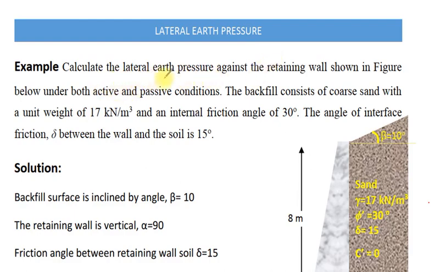Calculate the lateral earth pressure against the retaining wall shown in the figure below, under both active and passive conditions. The backfill consists of coarse sand with a unit weight of 17 kN per meter cubed and an internal friction angle of 30 degrees. The angle of interface friction delta between wall and soil is 15 degrees.